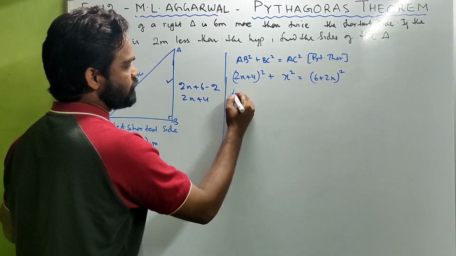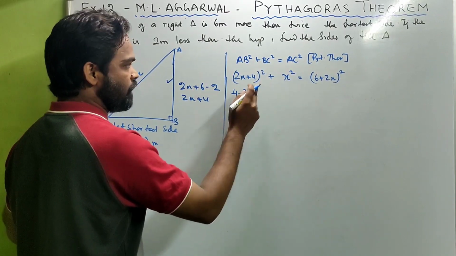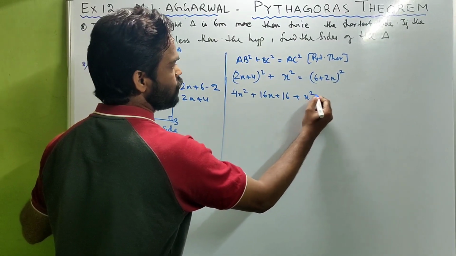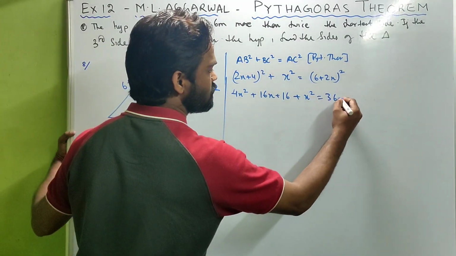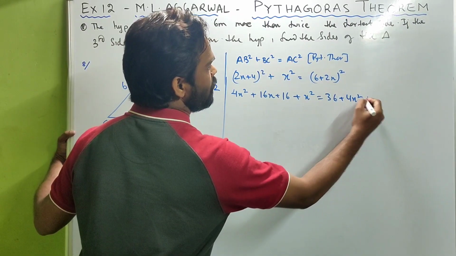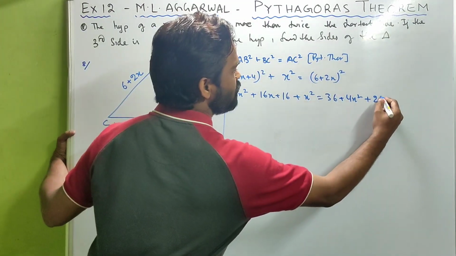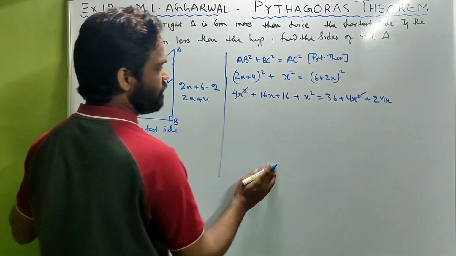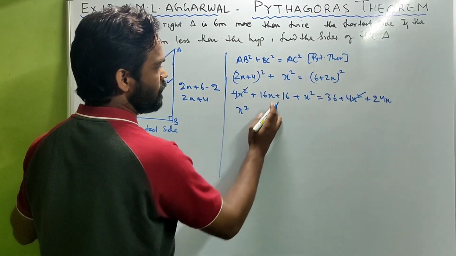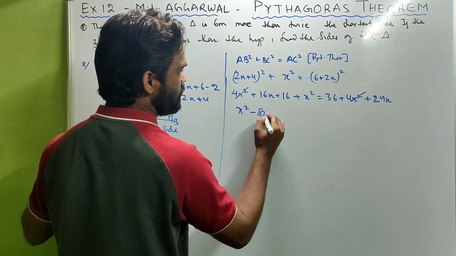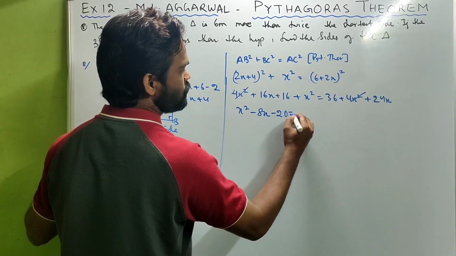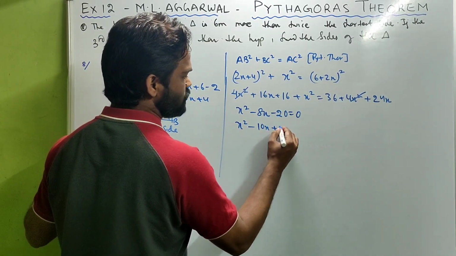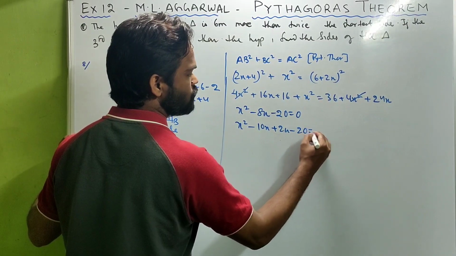This is a square, which is 4x square, plus 2ab, that is 4 twos are 8, 16x, plus b square, that's 16, plus x square equals to, again, a square, that's 36, plus b square, which is 4x square, plus 2ab, 6 twos are 12, 24x. Am I clear? Now this goes away, so it becomes x square and 16x minus 24x, which is minus 8x, minus 20 equals to 0 when we simplify this. Now the middle term, x square, this will be minus 10x plus 2x minus 20 equals to 0.